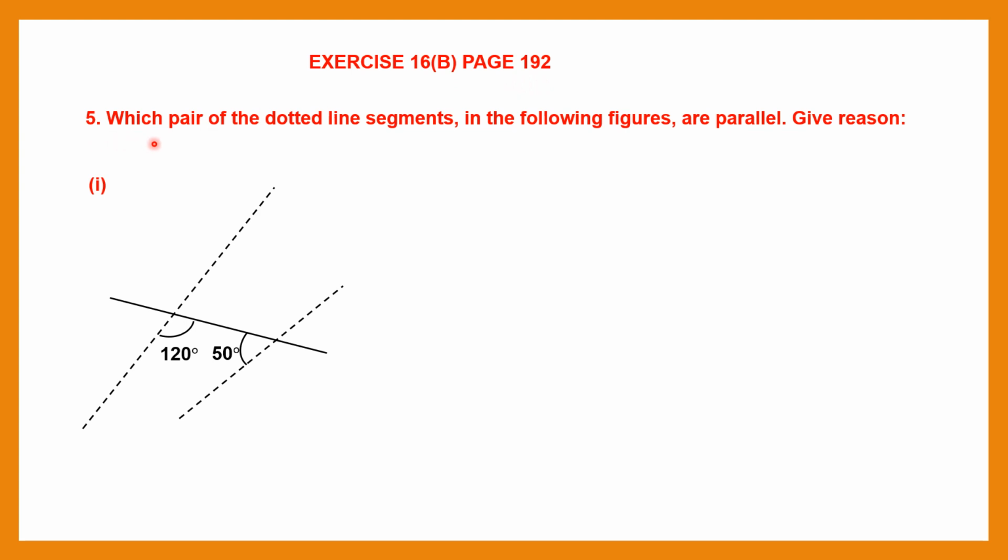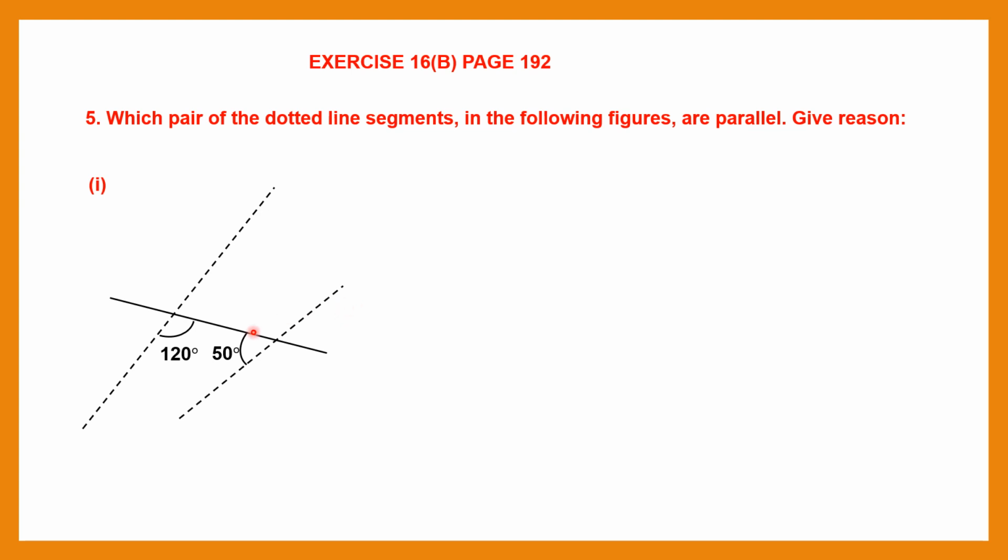Question 5. Which pair of the dotted line segments in the following figures are parallel? Give reasons. Okay, so now we have to find out among these pairs of dotted lines which of these are parallel, and we have to give reasons.